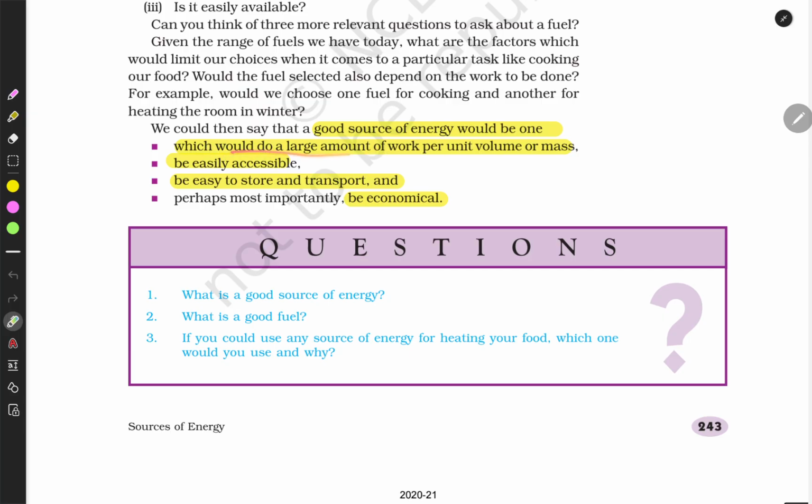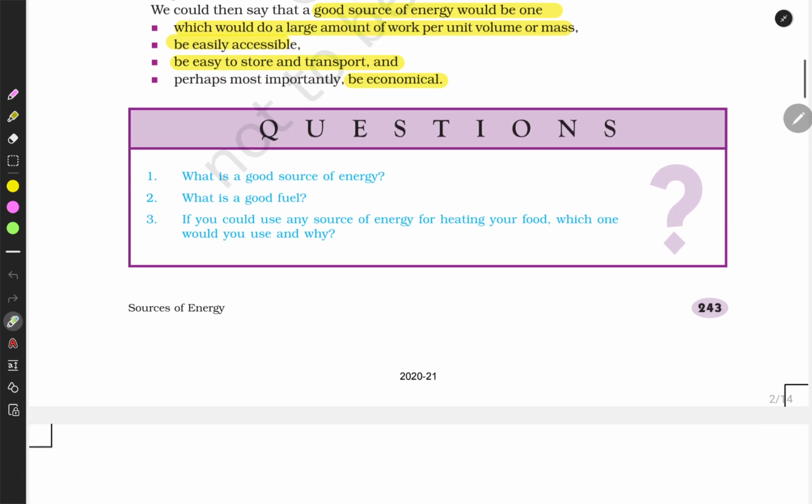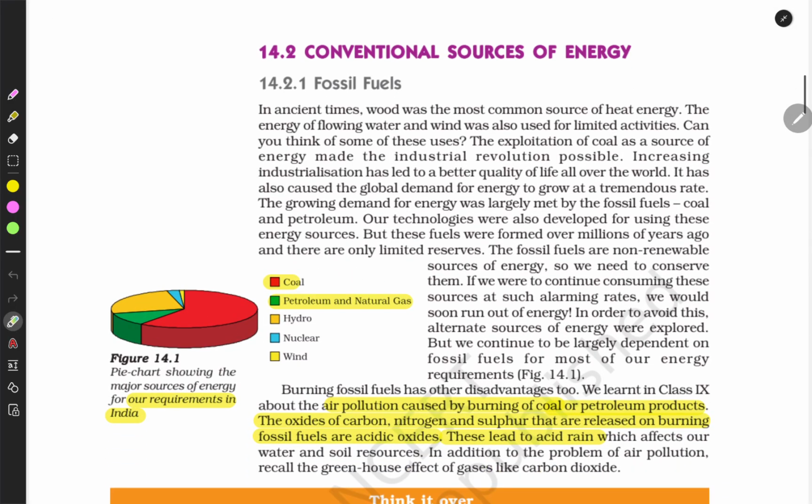It should produce a high amount of work per unit volume, a large amount of work, which is its efficiency, and the source of energy should be accessible, and can be stored and transported easily, and also be economical. It is very cheap. So how do we get the energy, and what are the sources of energy?